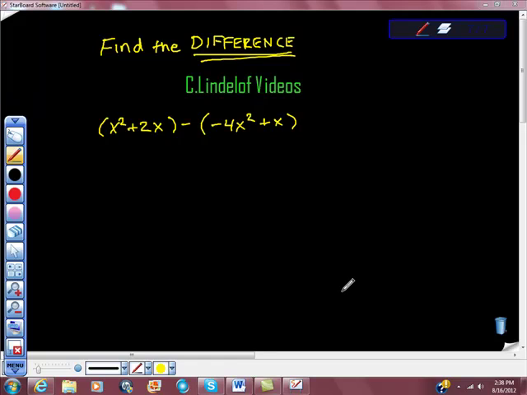Our job today is to find the difference of polynomials. So, finding the difference of polynomials. Polynomial. Handwriting got bad, but my spelling has gotten better. So there's the good news.